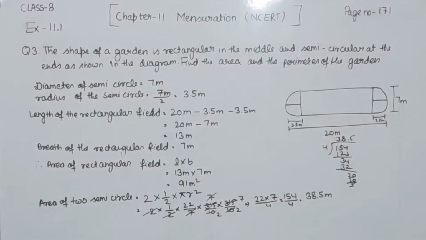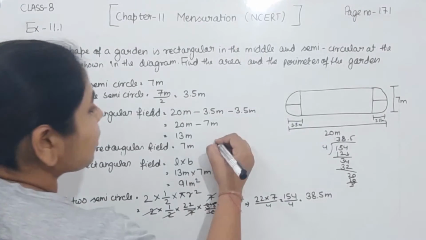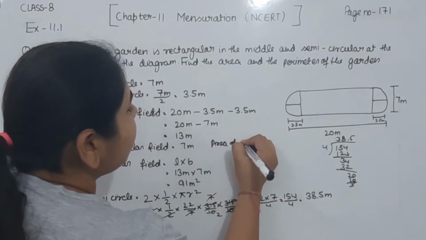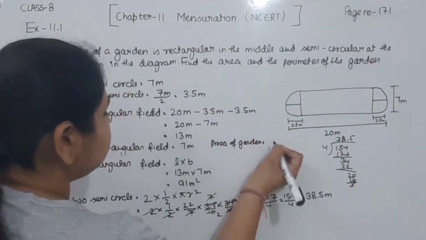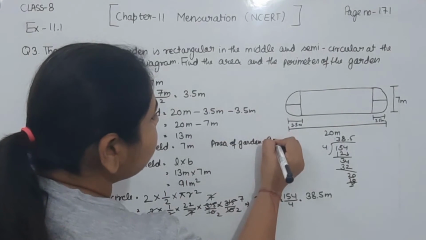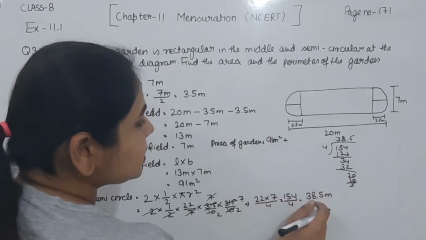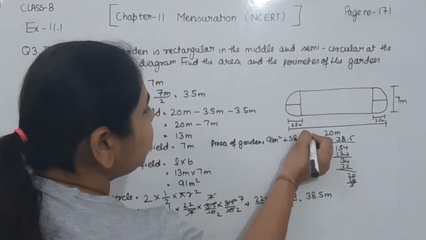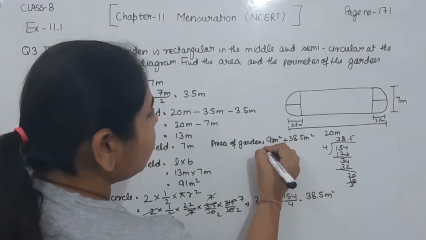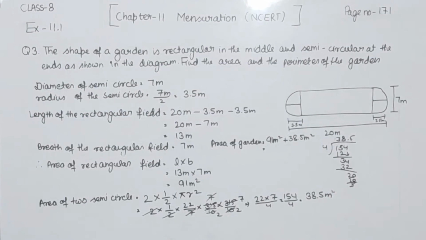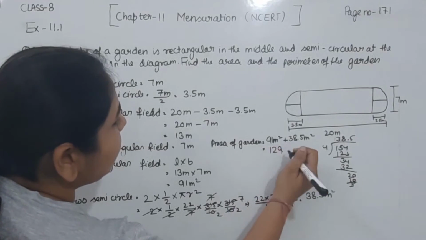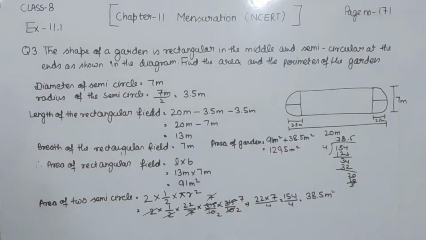Now we have to find the area of the garden. So I'm going to write here the area of the garden. This one is 91 meter square plus 38.5 meter square. Now we are going to add this one, so we are going to get the area of the garden. This is equal to 129.5 meter square.